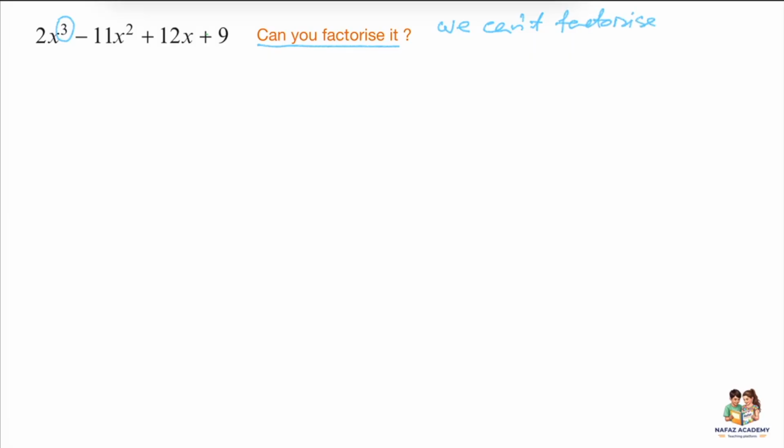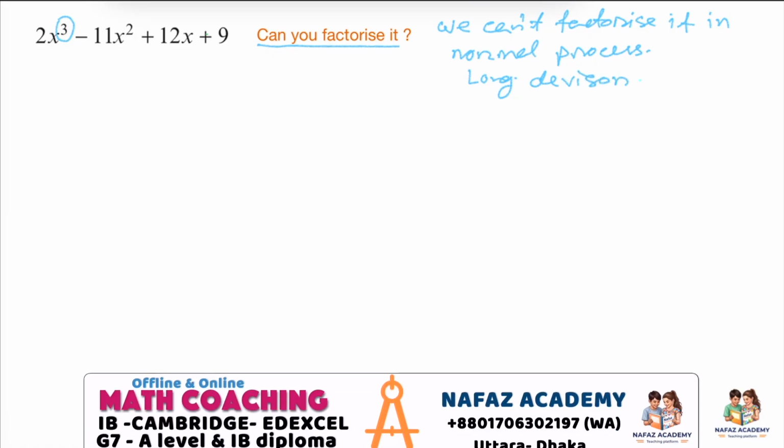Have to factorize it. The degree of this polynomial is 3, so you can't factorize it in the normal way. So what should I do? We have to use the long division rules, but to divide something you need the divisor, right? But here there is no divisor, so we have to find out the divisor first.